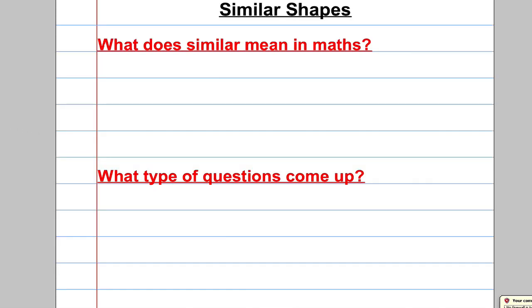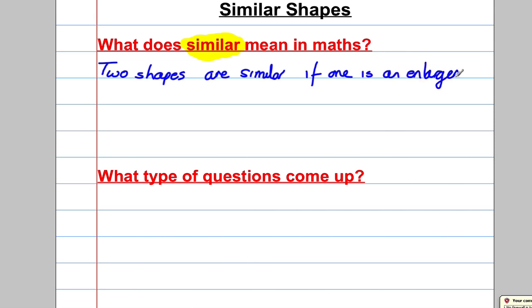Similar shapes we're going to talk about today. And firstly, we're going to quickly discuss what does similar mean in maths. When you see this word, and it will come up in questions, it's come up 4 or 5 times in the past GCSE questions, you know to use what I'm about to teach you. Anyway, similar means two shapes are similar if one is an enlargement of the other.